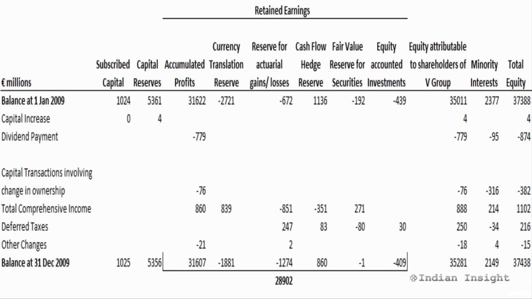So for example, in case of V Group, the equity at the end of 2009 is 37,430 million, while equity at the end of 2008 was 37,388 million.